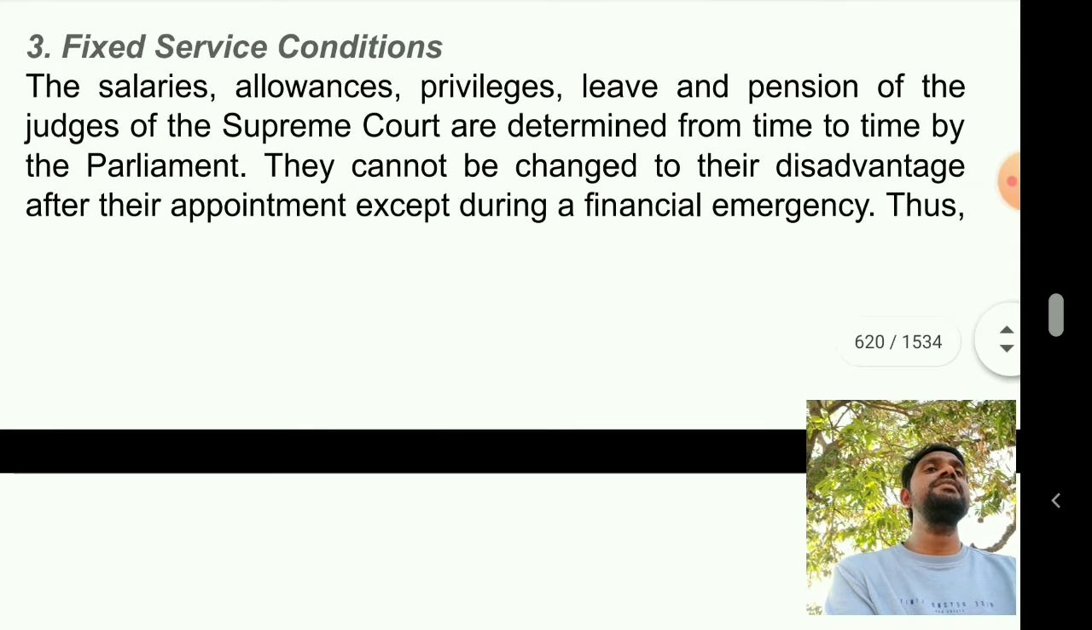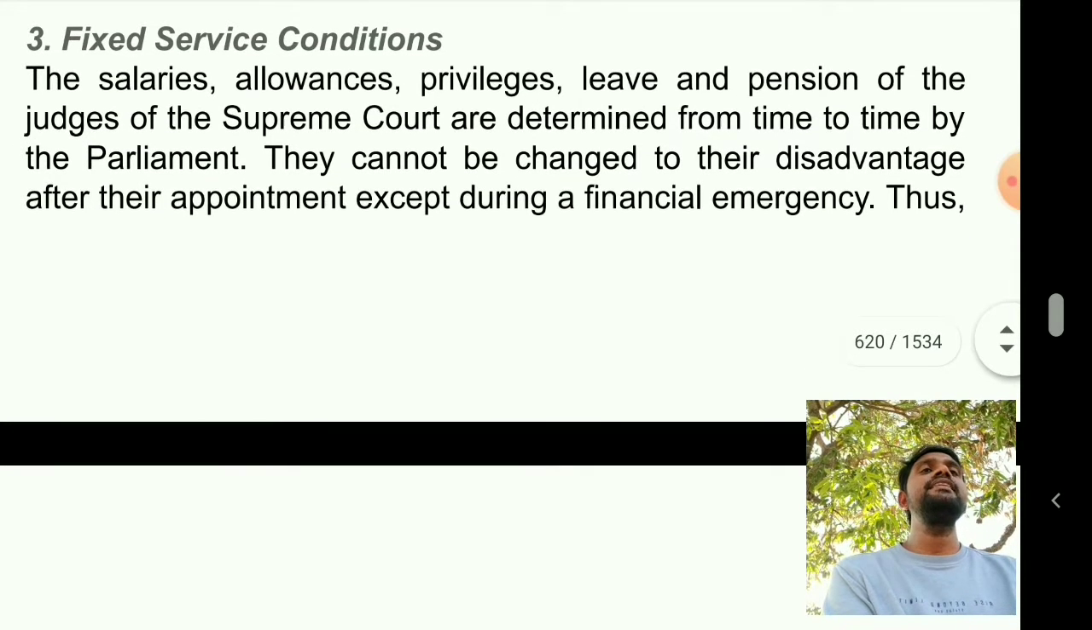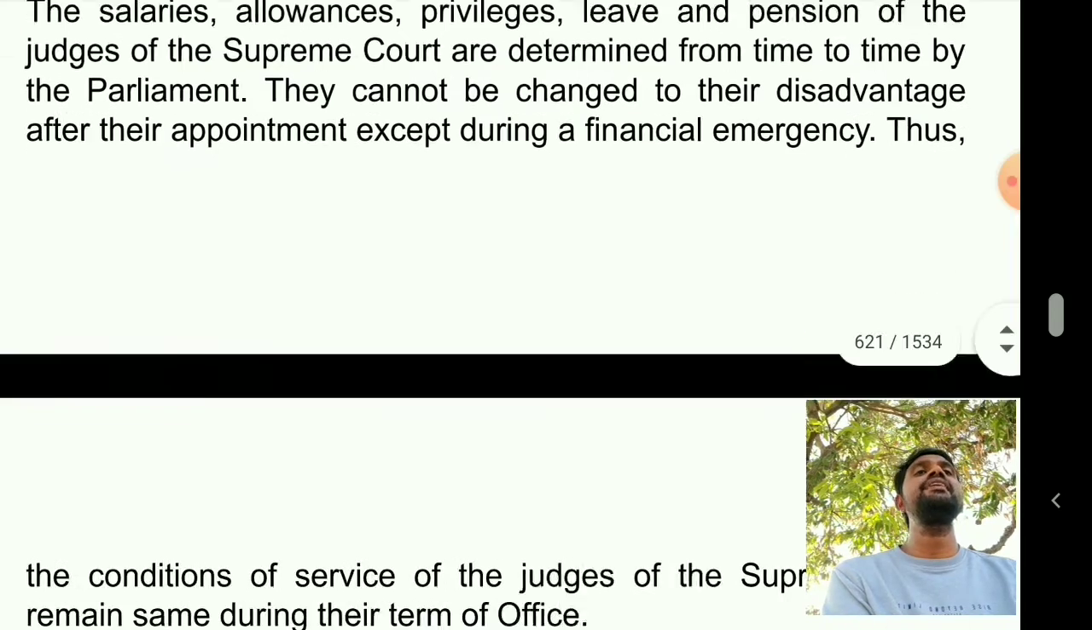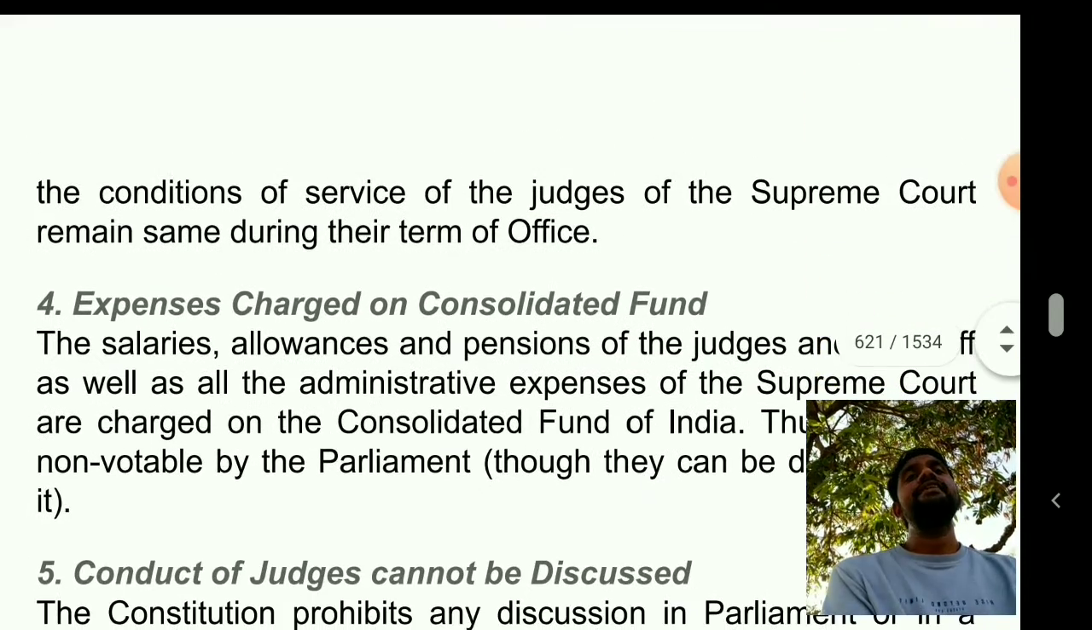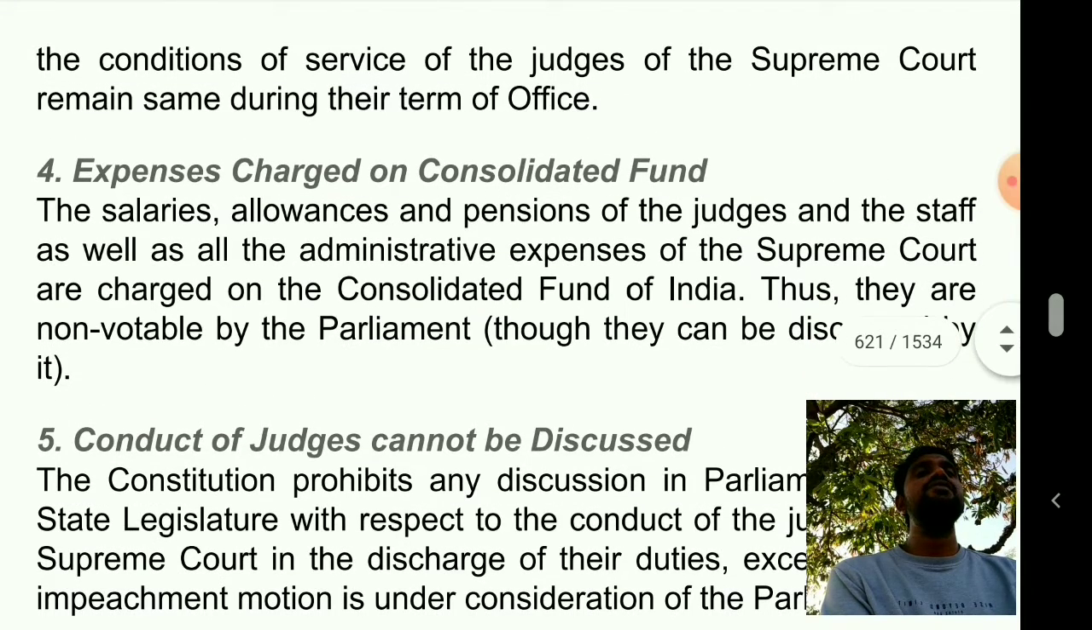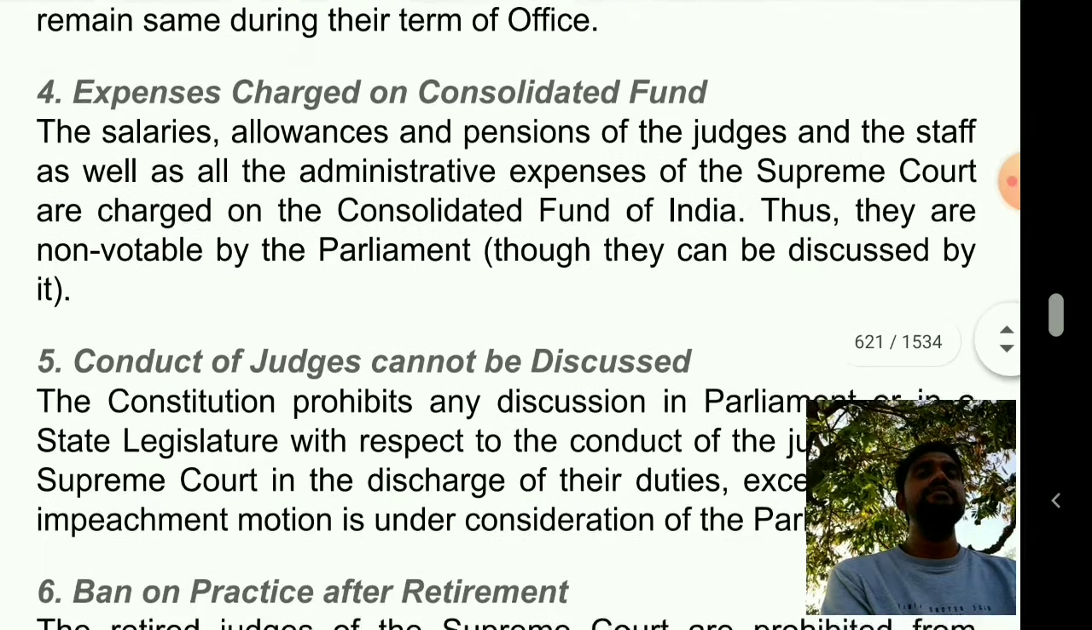The salaries, allowances, privileges, leave and pension of the judges of the Supreme Court are determined from time to time by the Parliament. They cannot be changed to their disadvantage after their appointment except during a financial emergency. Thus, the conditions of service of the judges of the Supreme Court remain the same during their term of office.